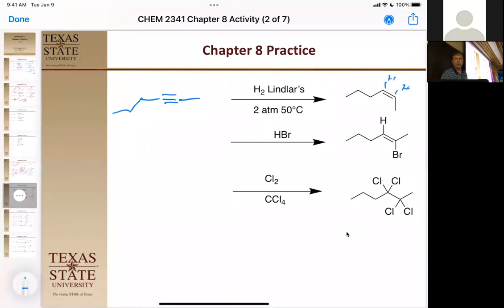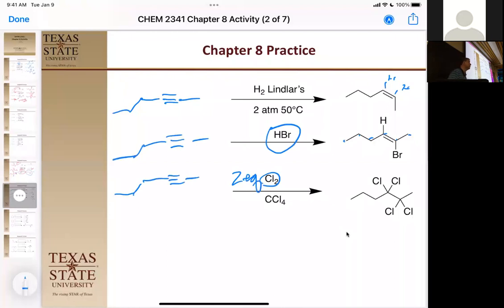Okay. So let's add 1 equivalent of HBr right here. Again, what do we have to start with? We had to start with an alkyne again, and it's 1, 2, 3, 4, 5, 6. So it's actually the same substrate. And here we started with 2 equivalents of chlorine, and that gives us our tetrachloro material, which actually ends up giving us the same substrate.